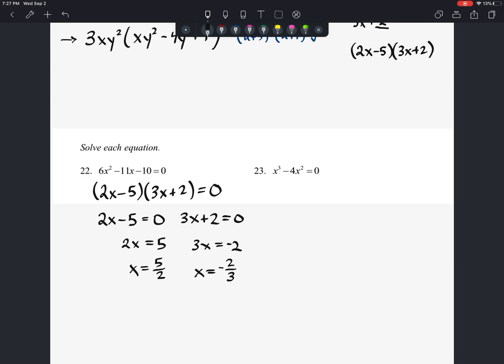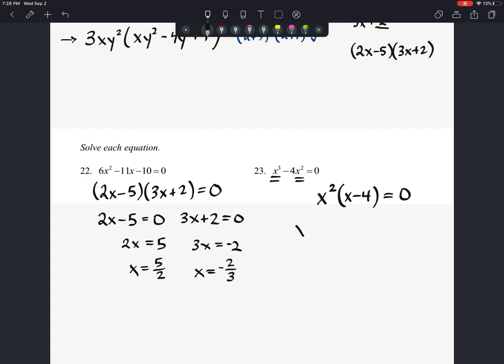We have x to the third minus 4x squared equals 0. Remember, the first thing we always do is we always look to see if there's a greatest common factor. I didn't mention that in 22 because I'd already factored it in the previous problem. But remember here we have x to the third, we have an x squared. We can actually pull out an x squared, and what's left over is x minus 4 equals 0.